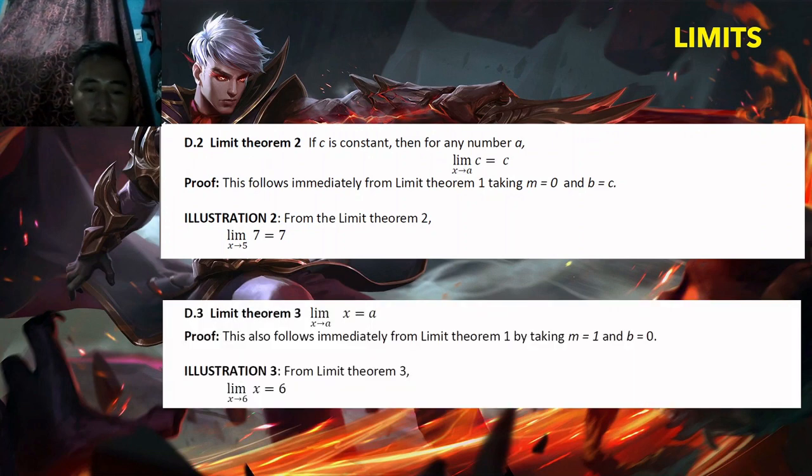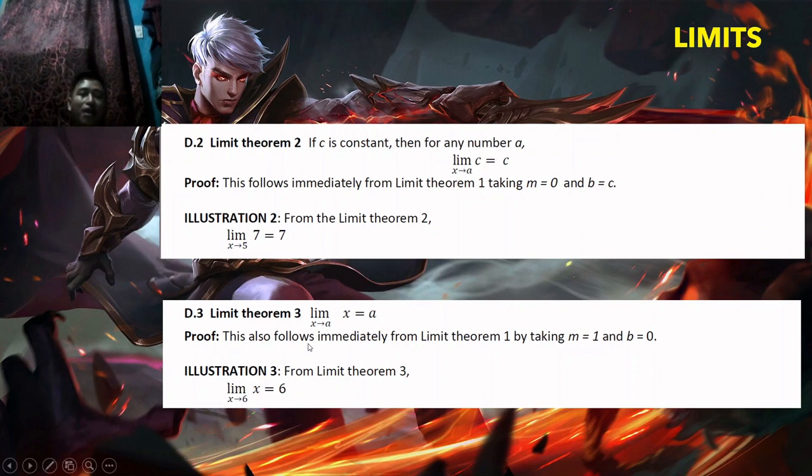Limit theorem 3: the limit of x as x approaches a. We just replace x with a, so it equals a. Proof: this also follows immediately from limit theorem number 1. Taking m equals 1, the term mx becomes 1x, or just x. Then b is 0. So on the other side, m times a plus b gives 1 times a, since m is 1, plus 0 for b. So only a remains.